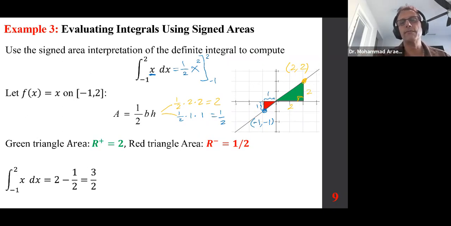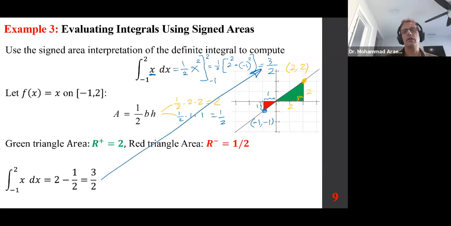So if I put the 2, I get 2 squared minus -1, quantity squared. So 4 minus 1, or 3 times 1/2, 3/2, which is the same thing. Again, why are we using both methods? We want to make sure everybody understands the area using, in this case, geometry works. The area using FTC works.